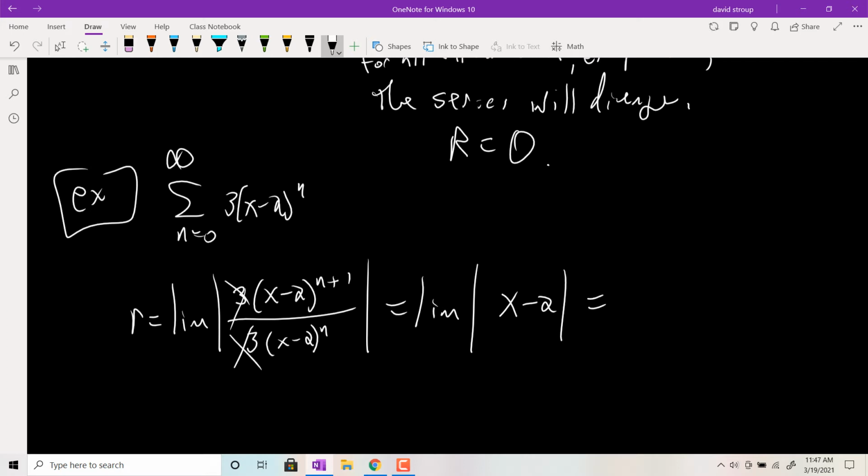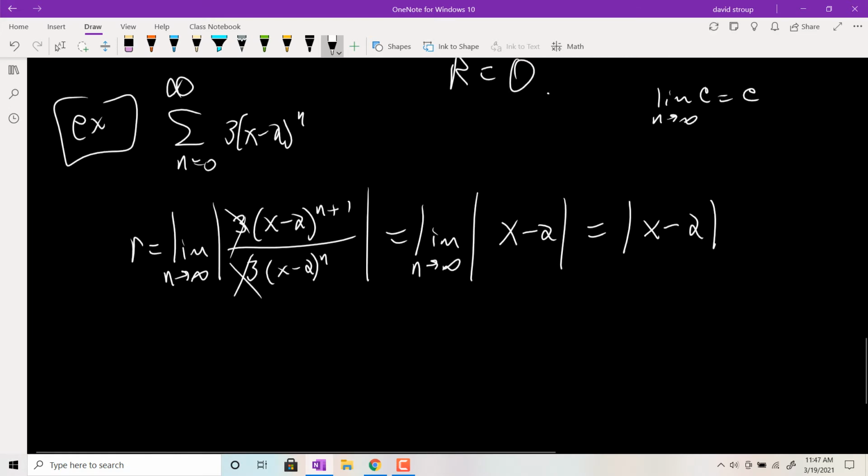Okay. And then because the limit is in terms of n going to infinity, this is basically just the limit of a constant. And for any limit of c as n goes to infinity, that's just equal to c. So this will just be equal to the absolute value of x minus 2. We want to know what x values will give us convergence. So you say, hey, this will converge when the absolute value of x minus 2 is less than 1.